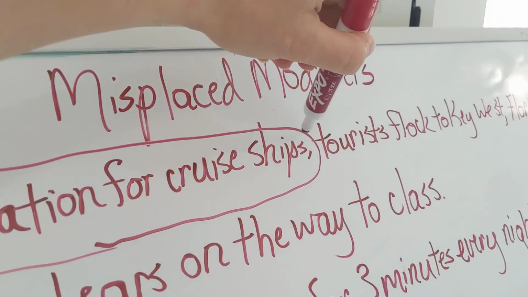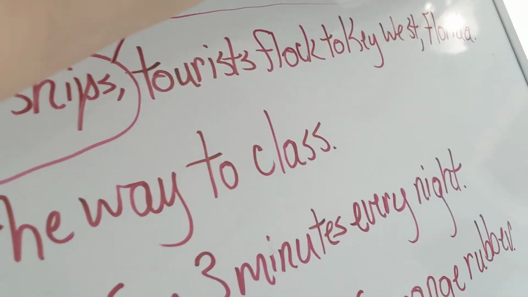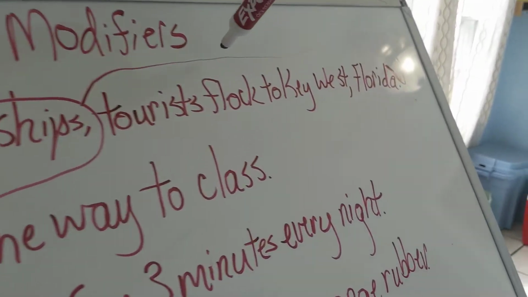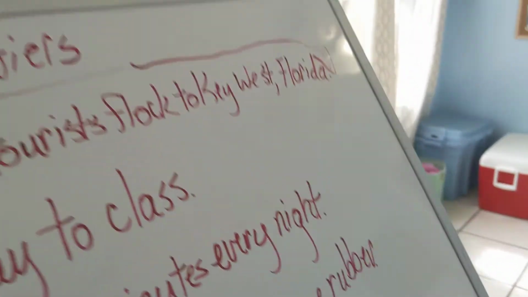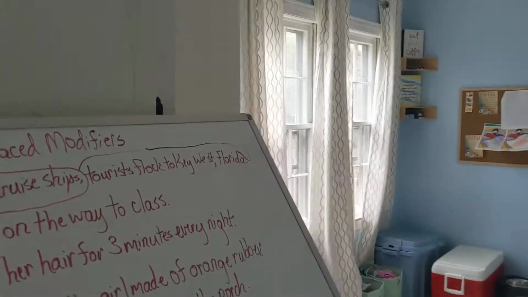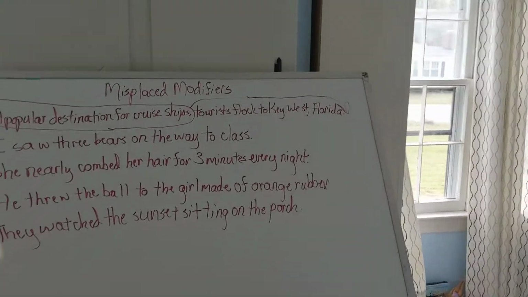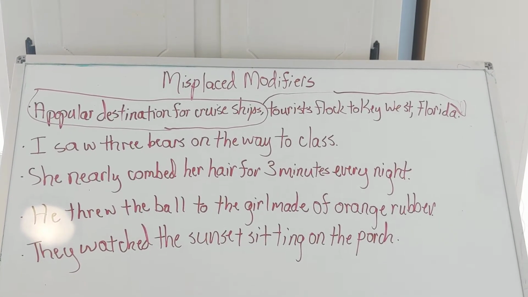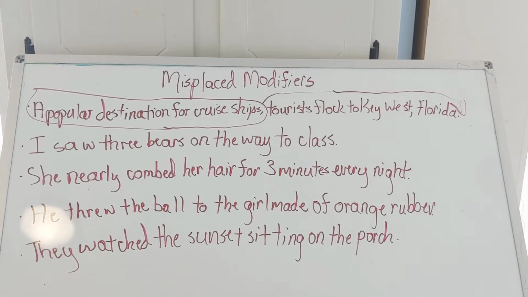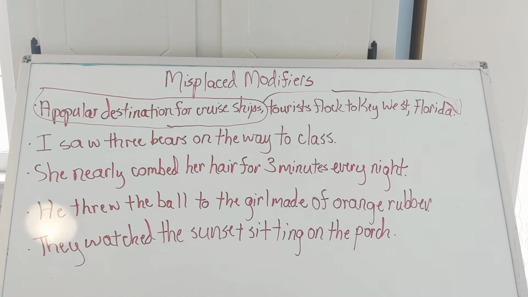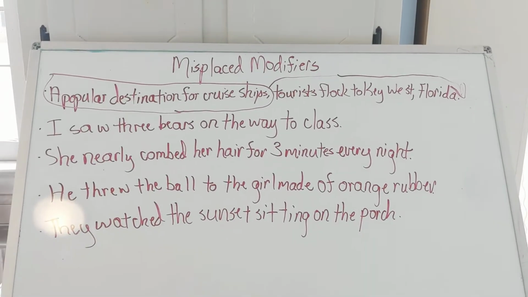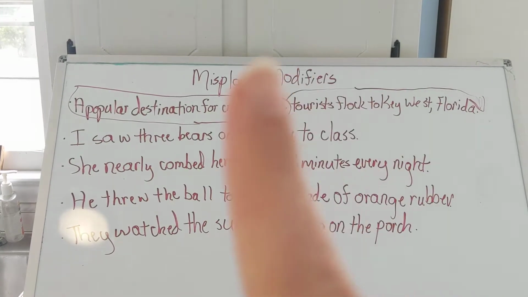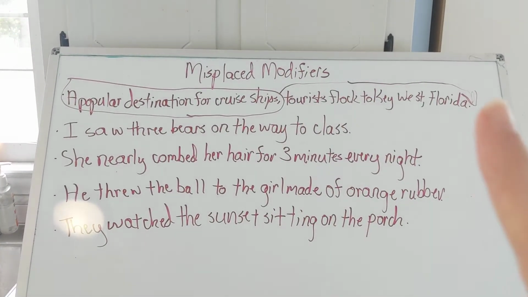So what I'm going to do is draw an arrow all the way right there. Okay, so I kind of lost my marker right there. There we go. Okay, so the sentence should read, let's try that again. Tourists flock to Key West, Florida, a popular destination for cruise ships. So you see how I corrected that? I moved it from the beginning of the sentence all the way to the end of the sentence.